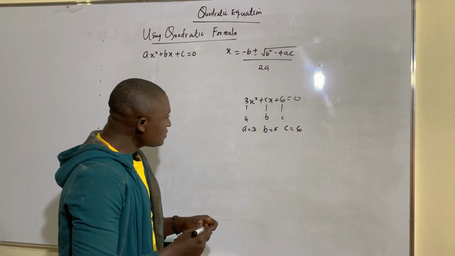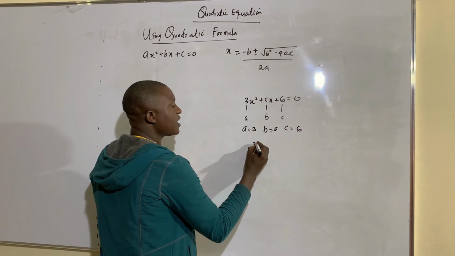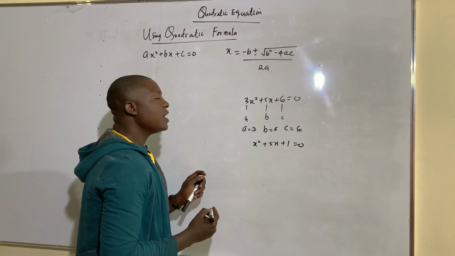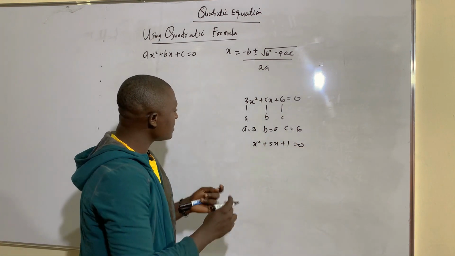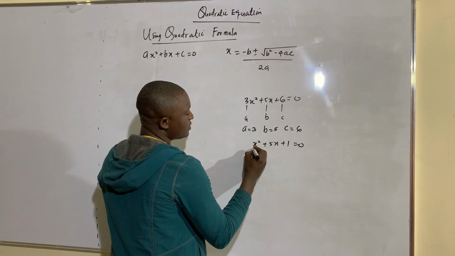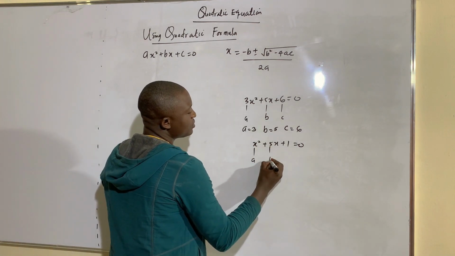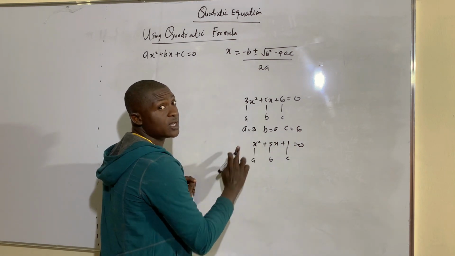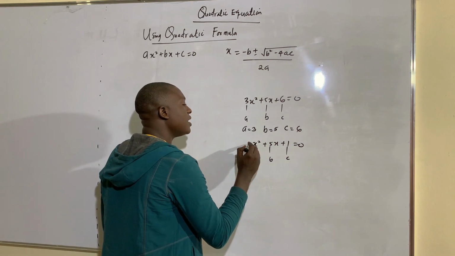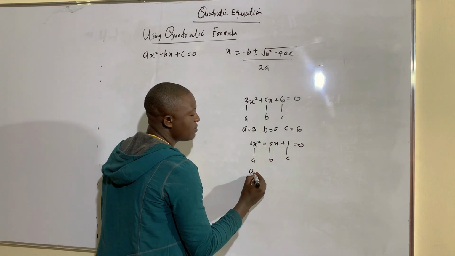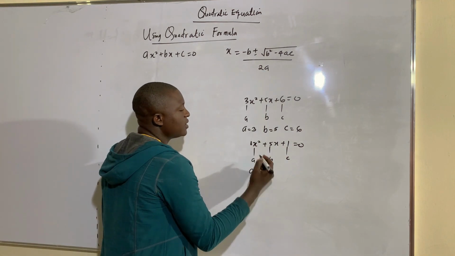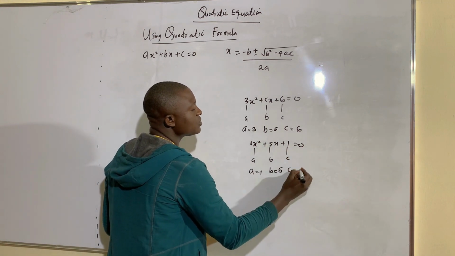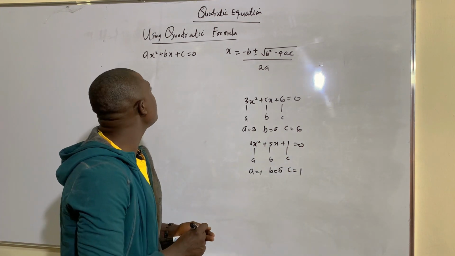In another problem, let's say I have something like x squared plus 5x plus 1, for example. Now I want to evaluate my a, b, and c. Clearly you can see that in that x squared, there is no number beside it, meaning the number we have beside it is 1. So here, my a is going to be 1, my b is going to be 5, and my c is going to be 1.